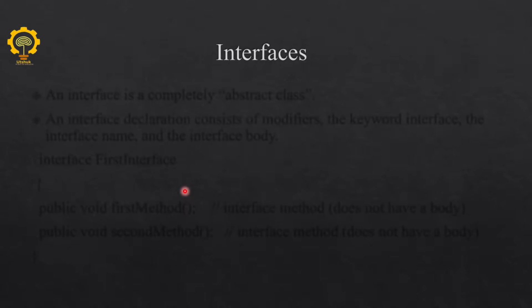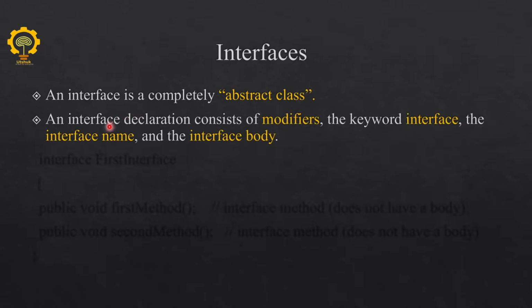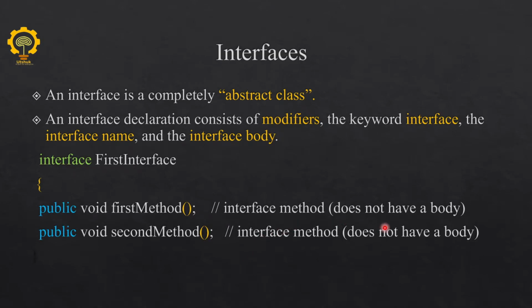So let's see what actually the interface means. An interface is a completely abstract class. In the previous video we learned about the abstract class and abstract methods. An interface declaration consists of modifiers, the keyword interface, the interface name and the interface body. Suppose we have an interface named first interface, where interface is the keyword. Inside the interface there are gonna be some methods, and those methods don't have a body implementation but only the declaration part.